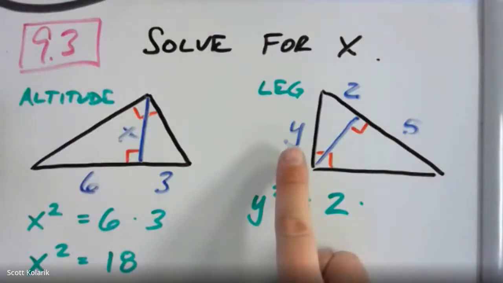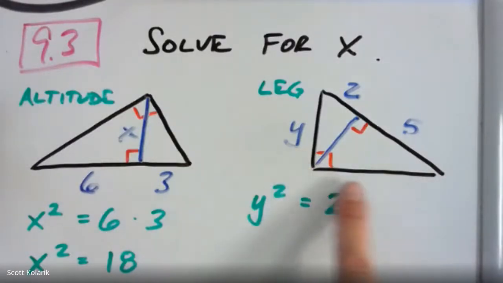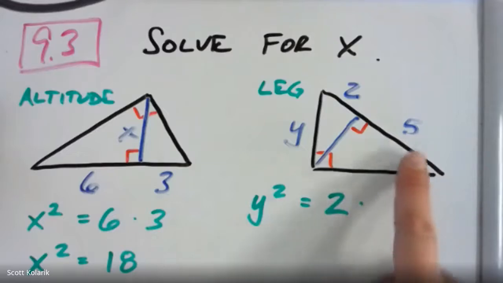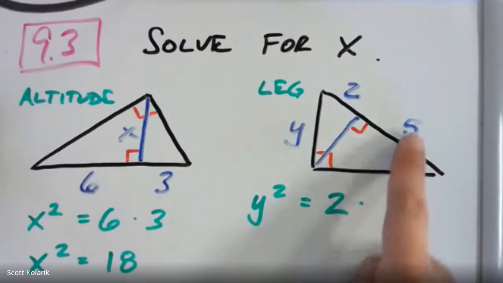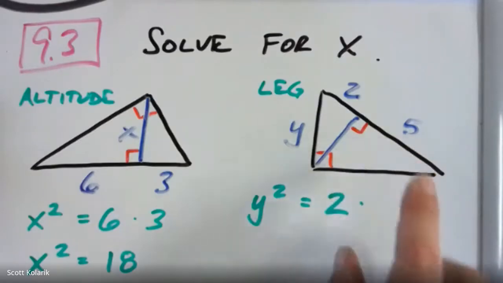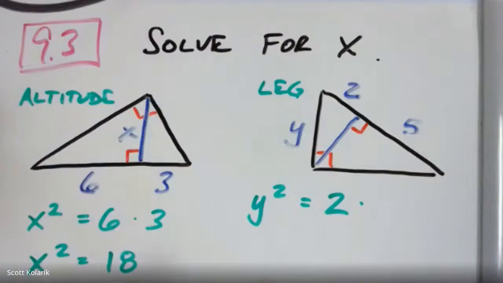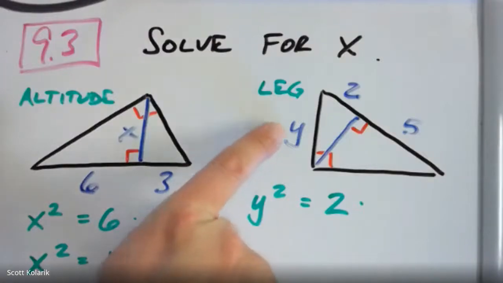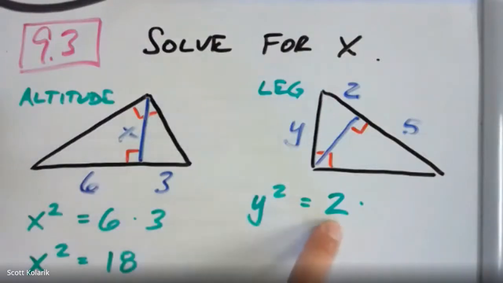Now, here's where I'll talk about the other alternative. Maybe this was the leg I was solving for, in which case notice that the 5 would be next to that leg. If that was the case, it'd still be leg squared is equal to 5 times something. Okay, so again, in this case it's different because I'm solving for this leg. The 2 is next to it. That's going to be the first thing I'm multiplying.